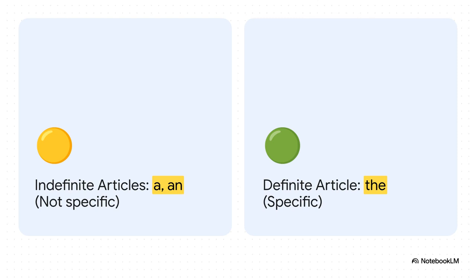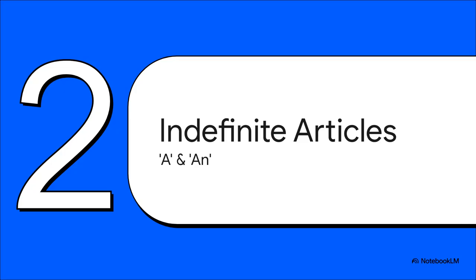And these articles, they play for two different teams. On one side, you've got the indefinite articles, a and an. They handle anything that is not specific. And on the other side, you've got the one, the only, definite article, the. And its entire purpose in life is to point to something very, very specific. So, let's start with team indefinite.